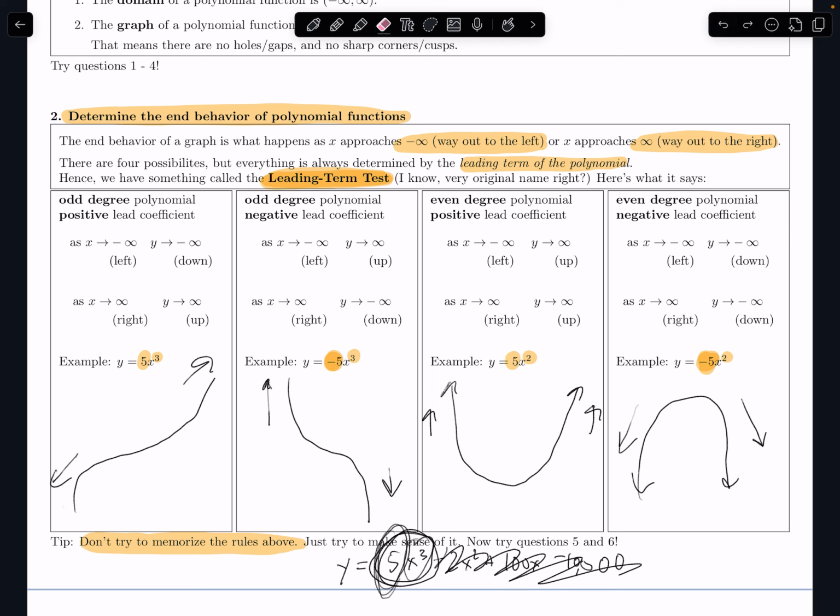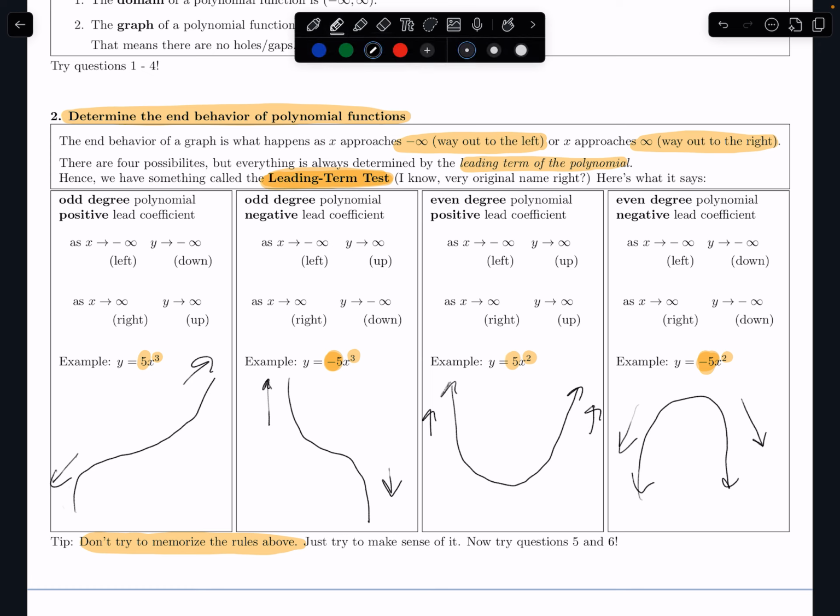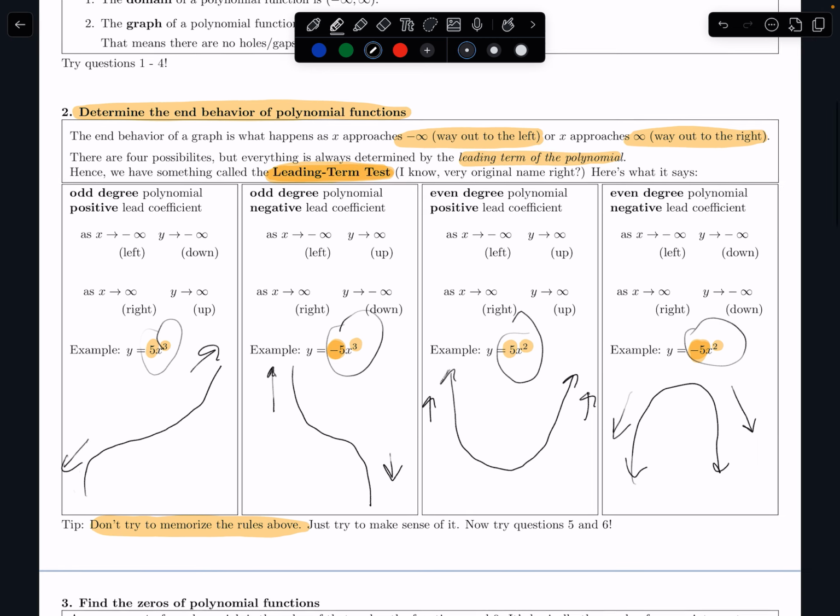Now, if you would rather just remember a quick representation for each type, you can think of it that way as well. Just think about x cubed, negative x cubed, x squared, or negative x squared. Those would be your representation functions for each. All right, so let's jump into the questions now.